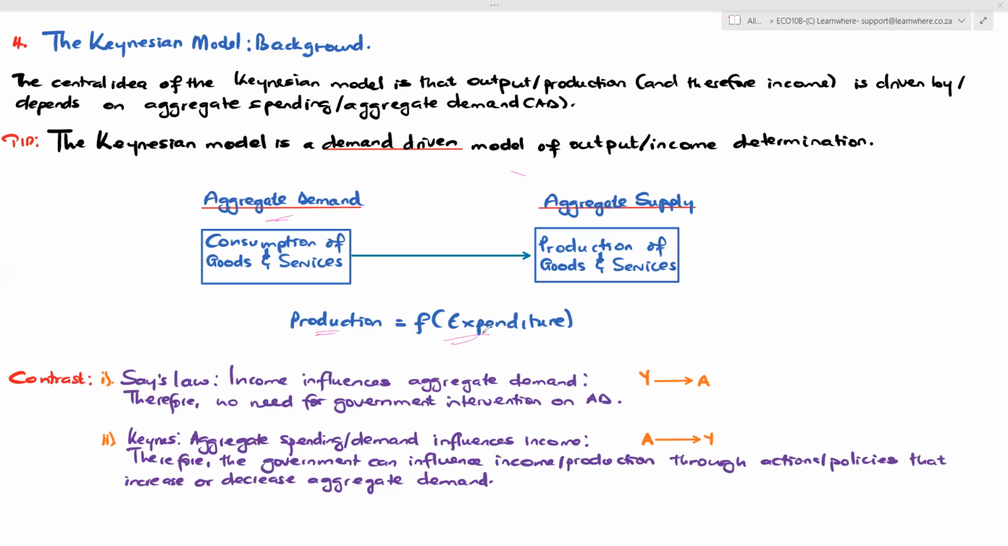So really expenditure is all about demand. When you're spending on something, it simply means that you add money. So we can contrast this simple framework with what Say's law says.